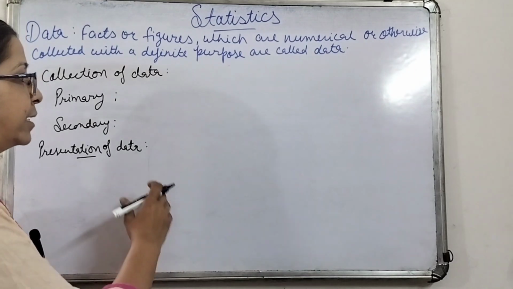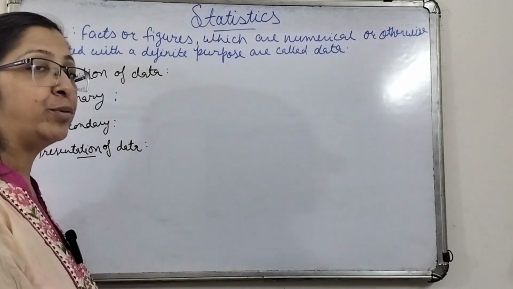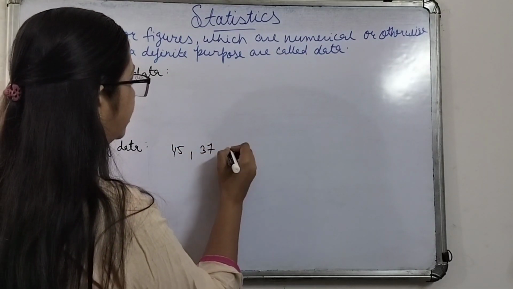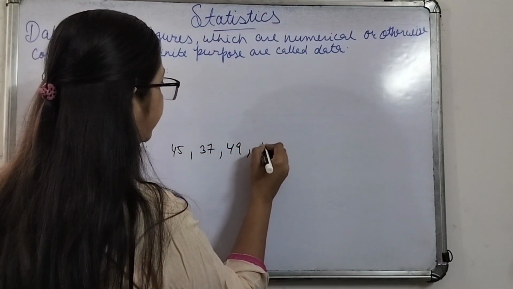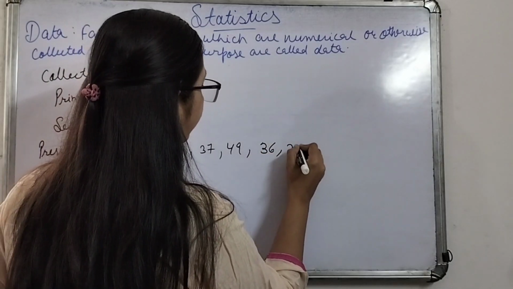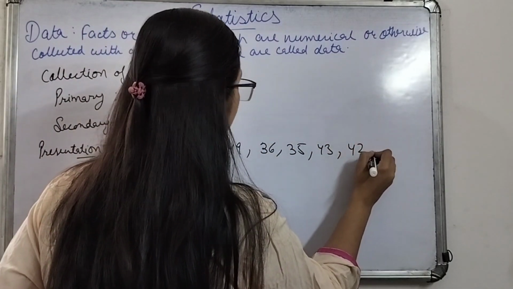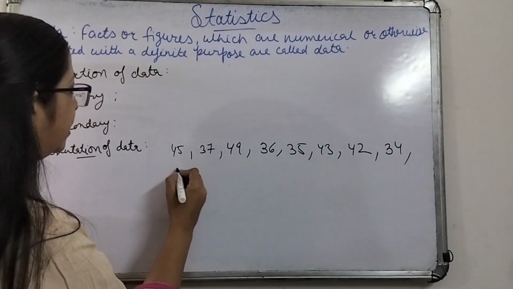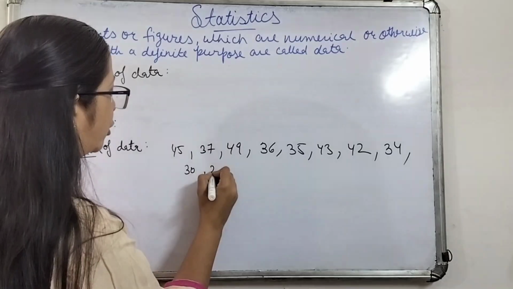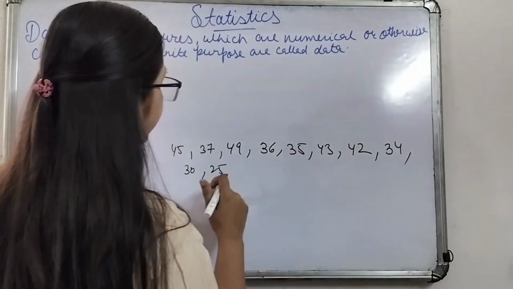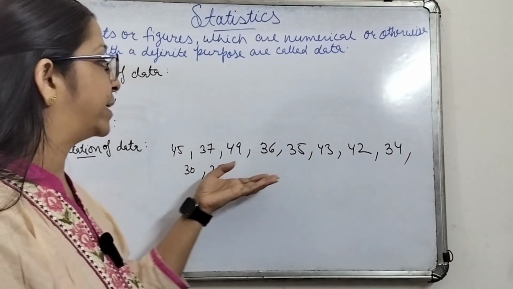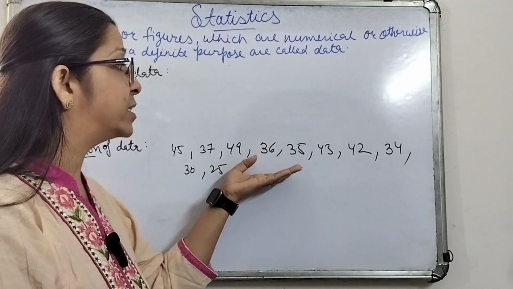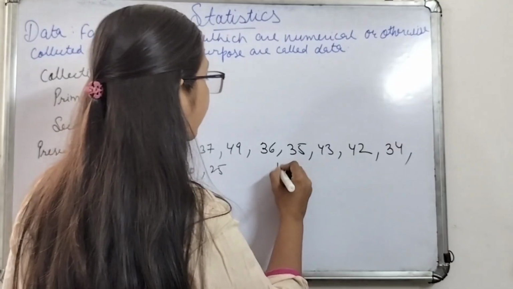Suppose there are 10 students and the marks obtained by these 10 students out of 50 are, say, 45, 37, 49, 36, 35, 43, 42, 34, 30, 25. These are the marks obtained by 10 students of a class out of 50. Now if I look at this data, it is known as raw data. We have simply collected the data.